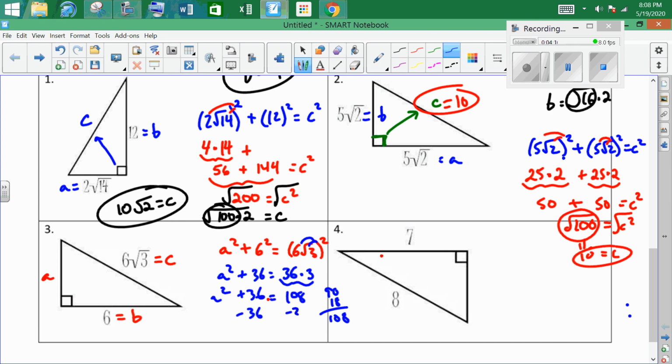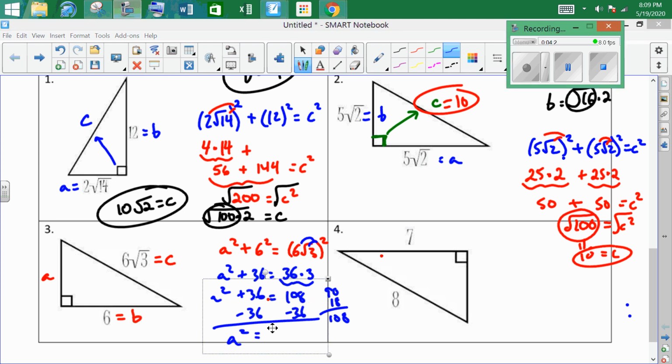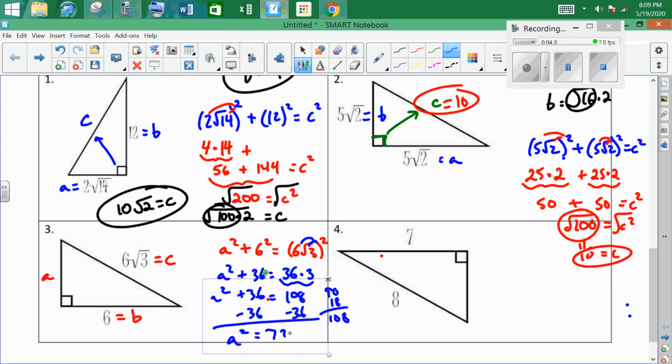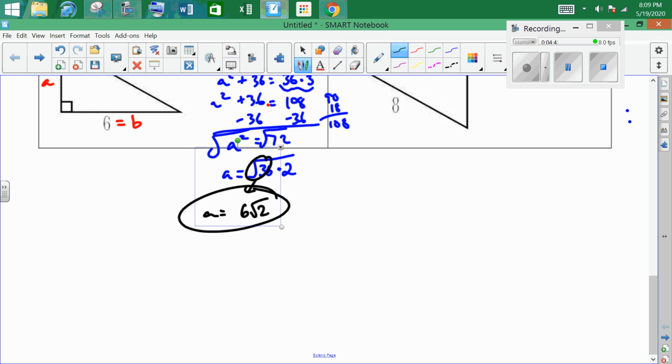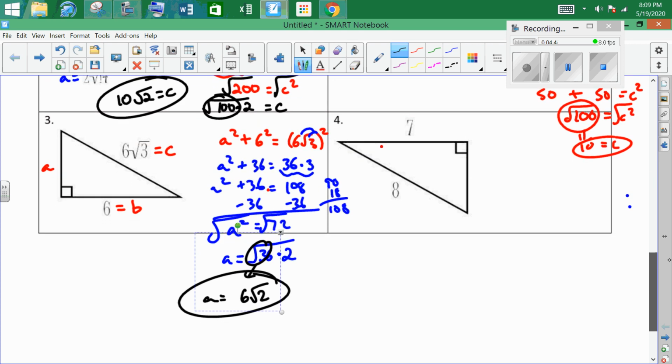Subtract 36 from both sides. And that gives you 72. Square root of 72. Again, look for the biggest perfect squares. I know 9 goes into 72, but 36 also goes into 72 2 times. Square root of 36 is 6, which gives you A equaling 6 root 2.